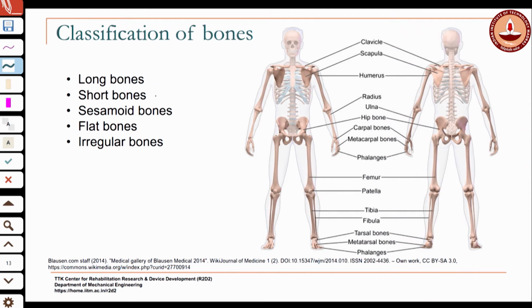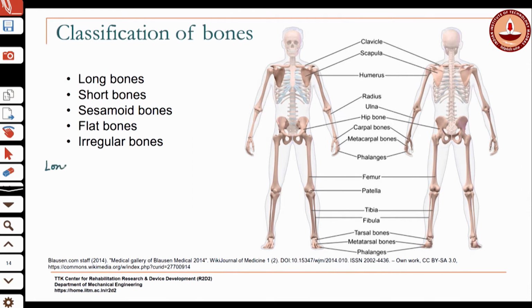Now, the bones can also be classified in terms of their shape. So, this was in terms of their location, whether they are part of the axial skeleton or the appendicular skeleton, that is the broad classification. Then the bones in the body can also be classified based on their shape as long bones, short bones, sesamoid bones, flat bones, and irregular bones. So, let us look at each of these in a little more detail.